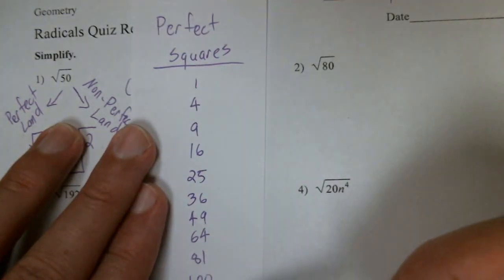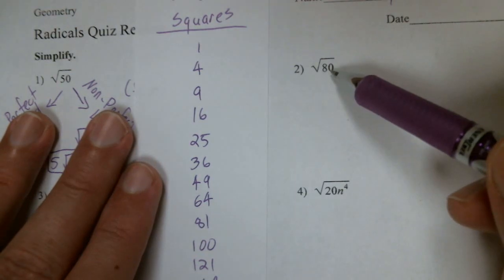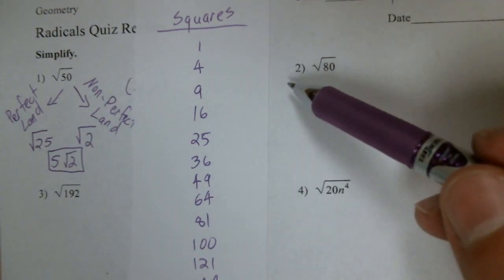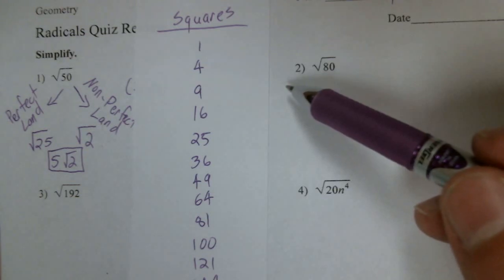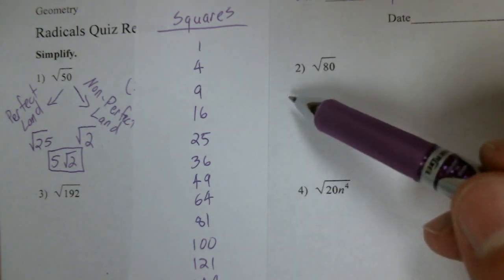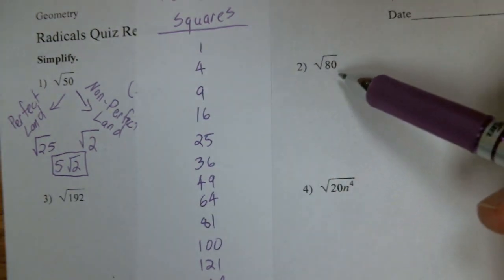Okay, 80 is not on this list. That's not a perfect square, so I've got to figure out what is the highest number. And guys, if you pick a perfect square that's not the highest, then you're going to get an answer that will check out, but it won't be fully simplified, and you're going to lose some points. So you've got to figure out what is the highest of these numbers that goes into 80.